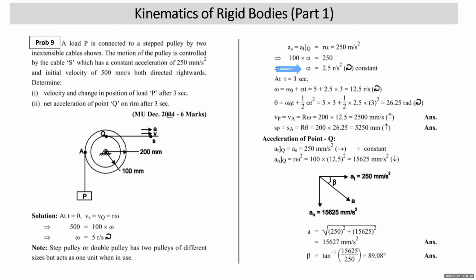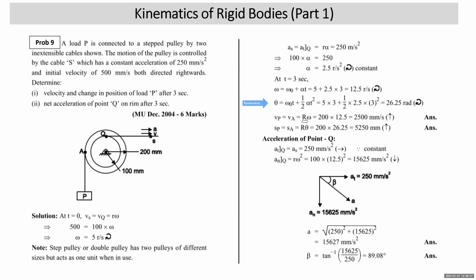He has given that the acceleration of 250 is constant. That means alpha will also be constant. That means the step pulley is rotating at constant angular acceleration. So at t equal to 3 seconds, we use omega equals omega naught plus alpha t. Omega naught is 5, alpha is 2.5, times 3, giving 12.5 radian per second. Theta is equal to omega naught t plus half alpha t square. Omega naught is 5, time is 3, half alpha is 2.5 by 2, times 3 square, giving 26.25 radians. That is clockwise.